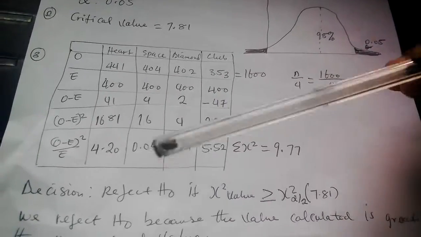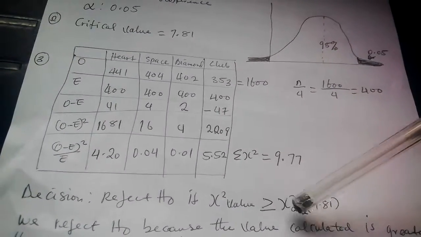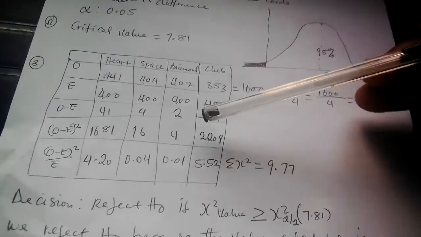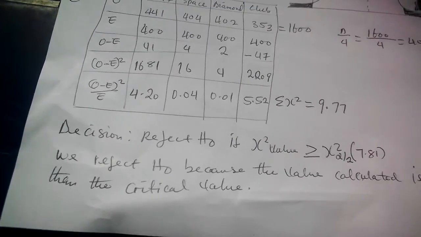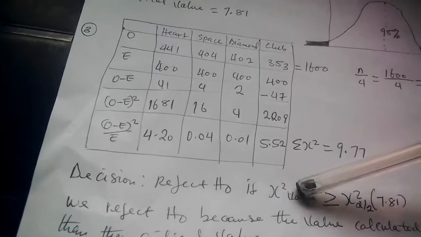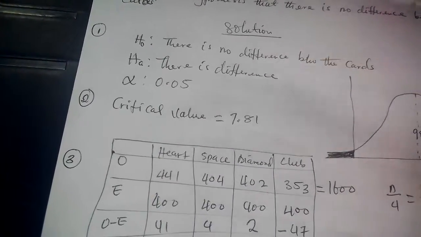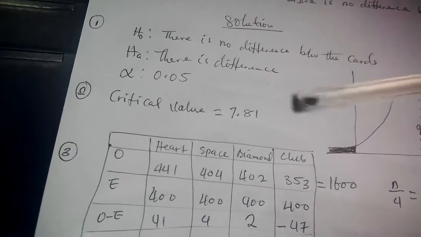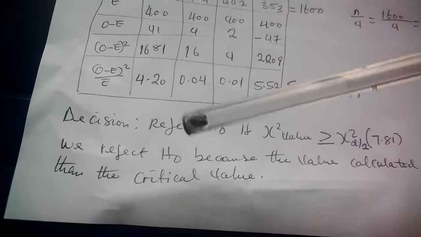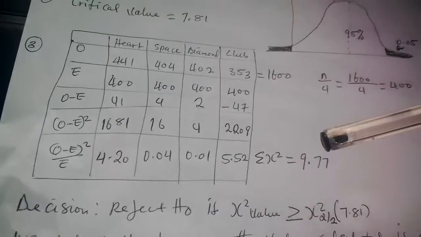Now, you're going to make your decision. Your decision is to reject H0 if the chi value you calculated in the table is greater than or equal to the tabulated critical value, which is 7.81. Now you can conclude that you will reject the H0 because the calculated value is greater than the critical value. From your first step, the null hypothesis says there is no difference between the cars, and the alternate hypothesis says there is a difference between the cars. Now you reject your null hypothesis, and you accept the HA because there is a difference between the cars. Thank you guys for watching my video. See you next time.